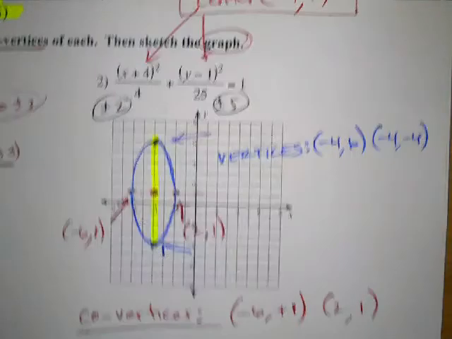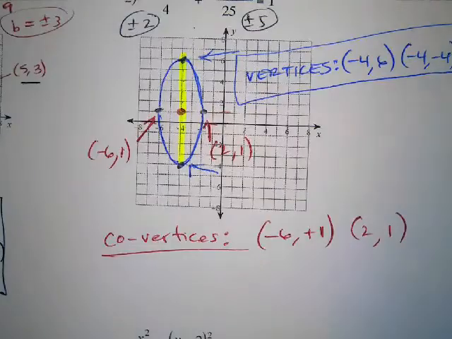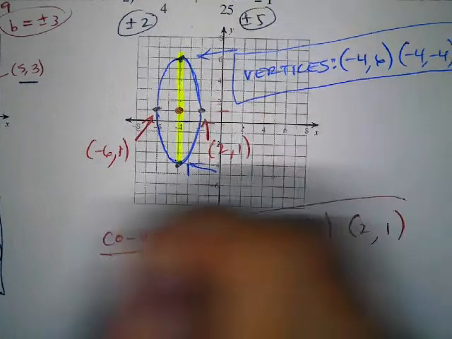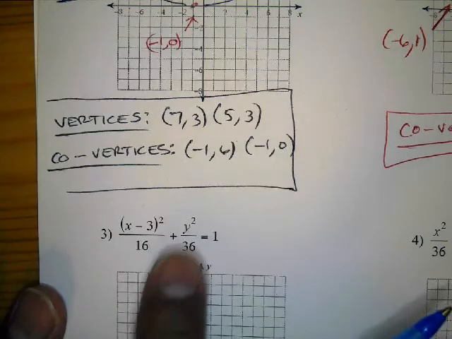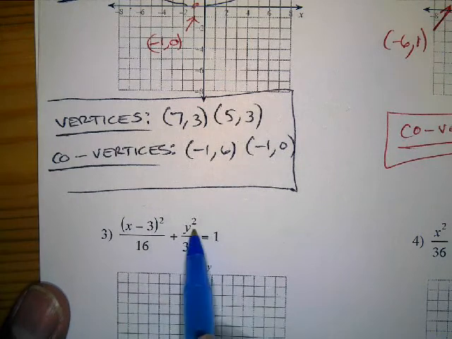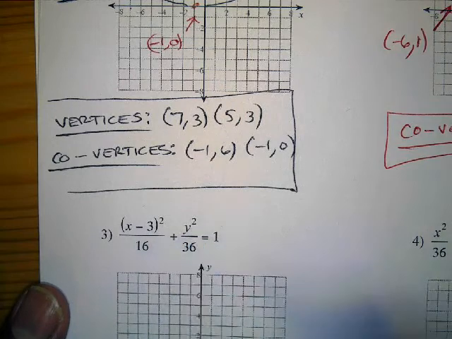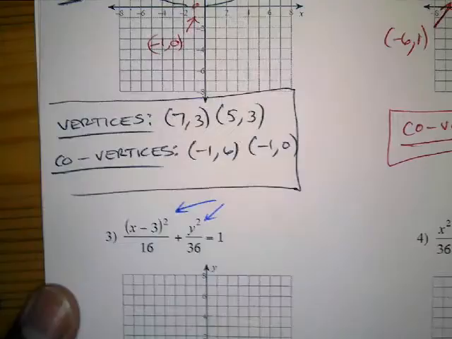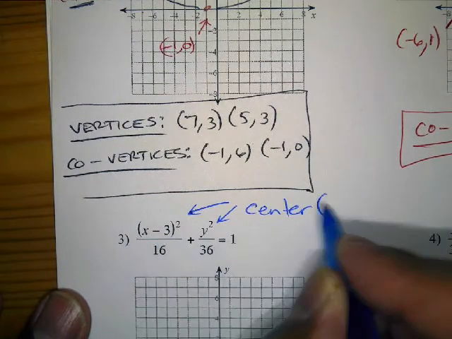All right, where's the center? Center is up here. Vertices right here. Co-vertices right here. And the graph, while I'm telling you, it all ties in together. What about this? This looks like something's missing, right? When it doesn't have a number right there, that's a 0. Remember, we're usually going to see two parentheses, but when it doesn't, that means that coordinate is a 0. So here your center for number 3.